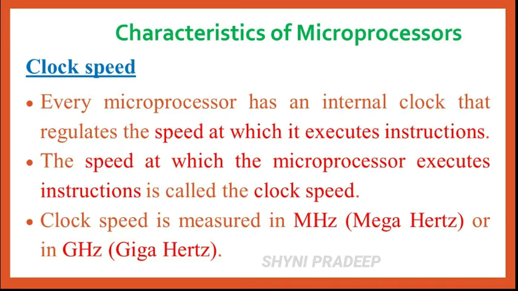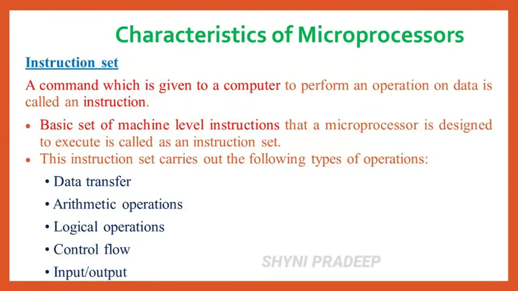Next, instruction set. What do you mean by instruction? A command which is given to the computer to perform an operation on data is called an instruction. Okay. The basic set of machine level instructions that a microprocessor is designed to execute is called an instruction set.